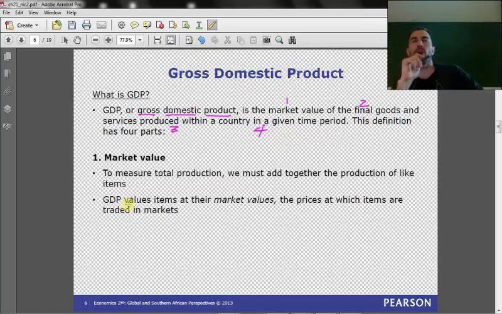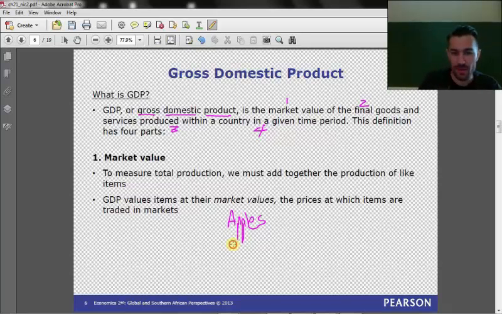So we'll look at an example in a moment, but just to kind of give you a heads up, let's say we had an economy, and in our economy we only produced apples and something more exciting than apples.